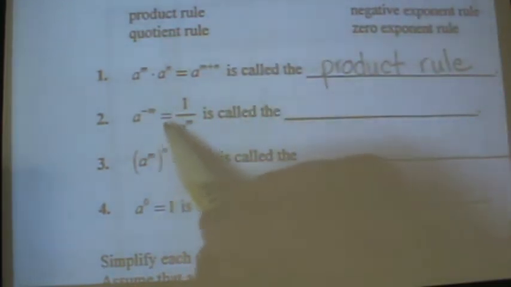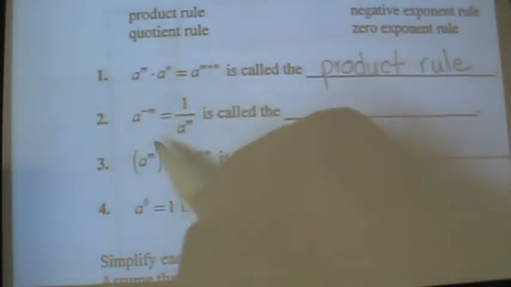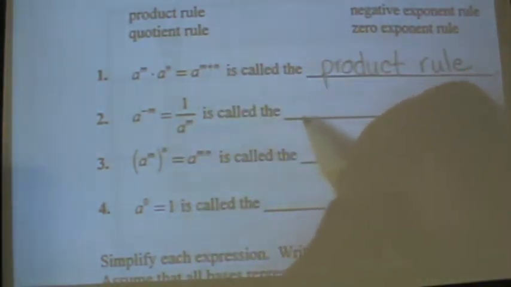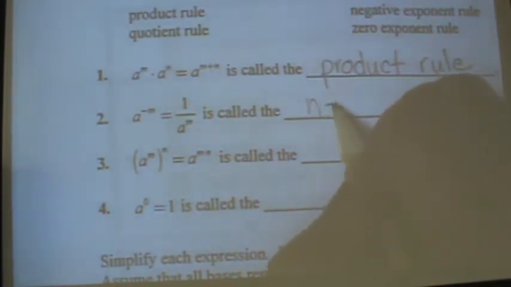This is dealing with negative exponents. If you have a negative exponent, you bring it into the denominator if it's in the numerator, or into the numerator if it's in the denominator. So this is the negative exponent rule.